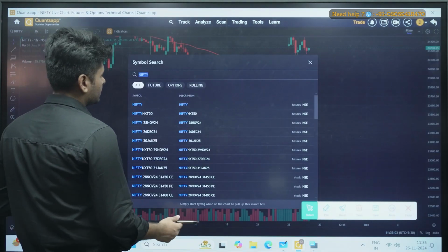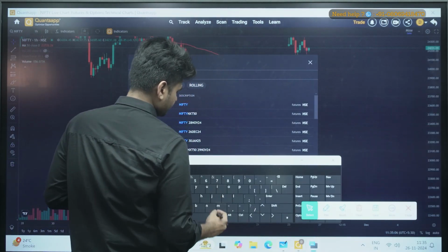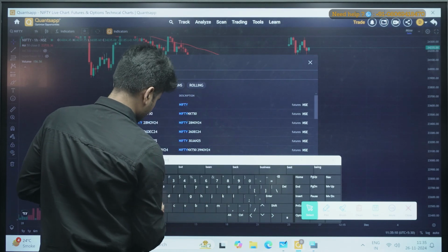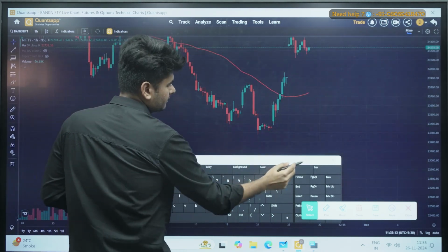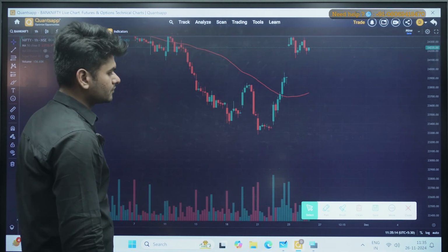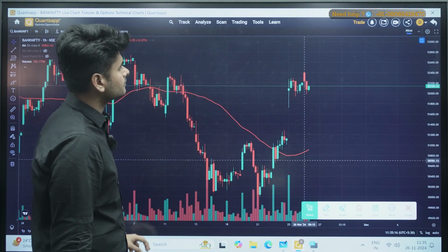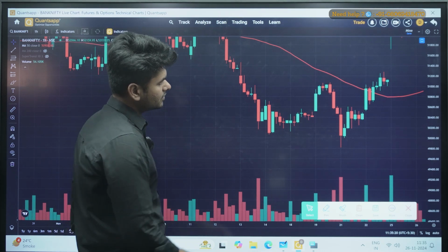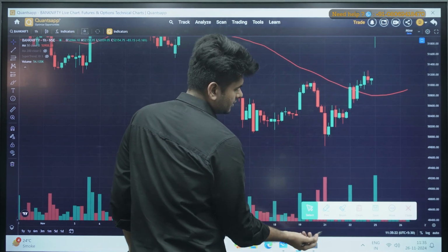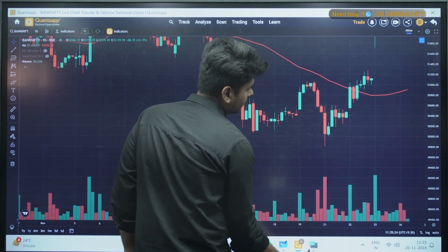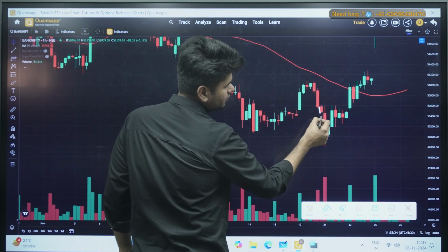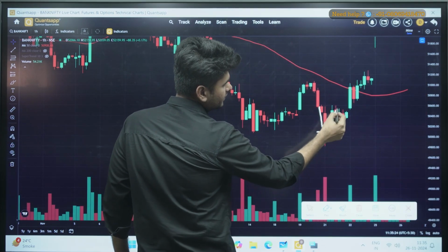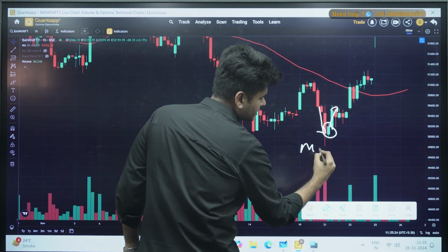We'll take a few examples from Bank Nifty. As you can see here, this is a very good indication. From this point we are seeing that the low was made. This candle stopped the low, and from there we are seeing a reversal. So this is a morning star example.